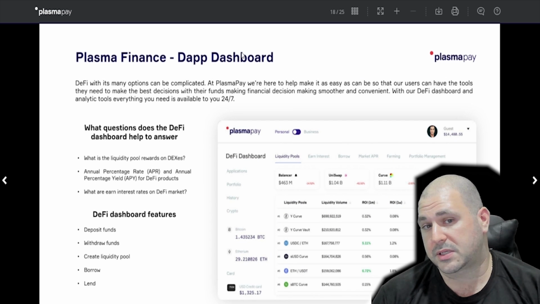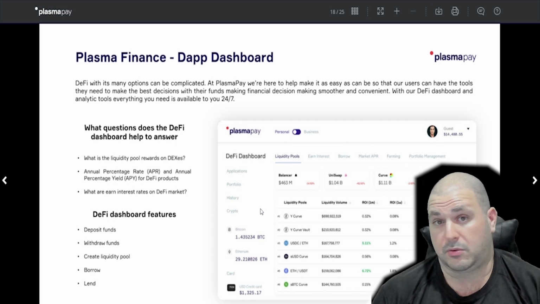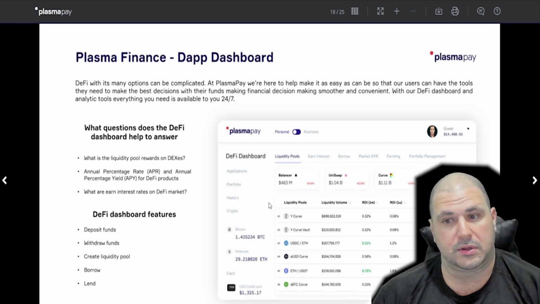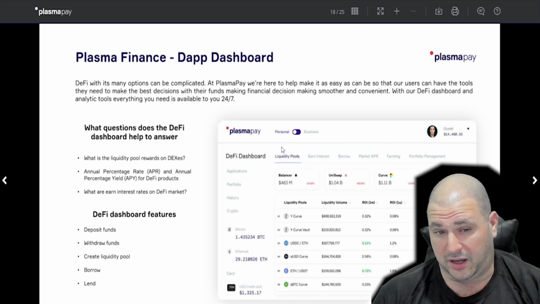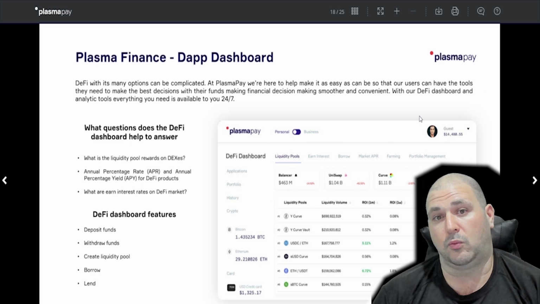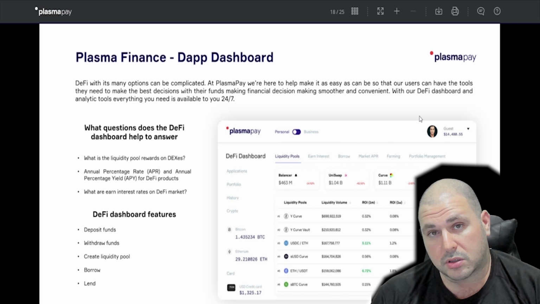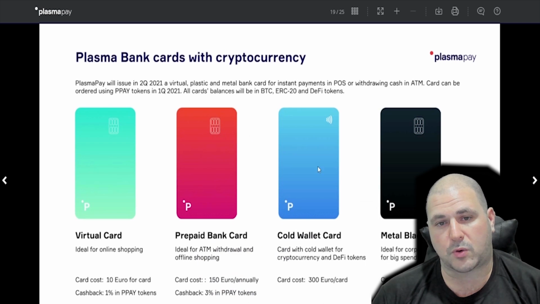And then with the dApps, right? Plasma Finance has liquidity, farming, borrowing, earning. So you have a little bit of everything, all in one simple to use dashboard. And so this is why I think it's really cool.